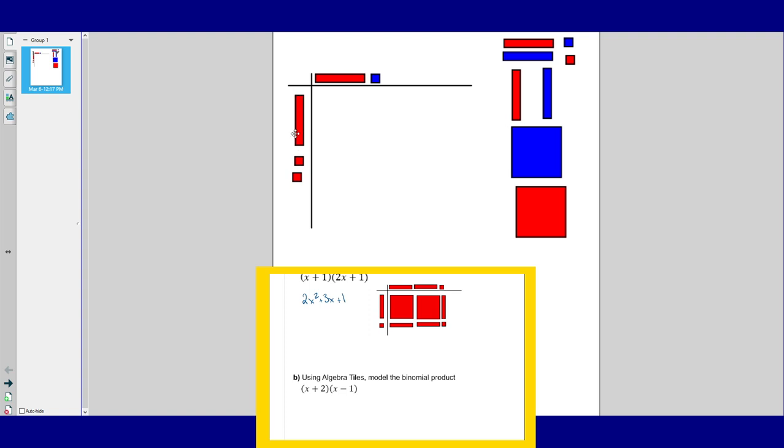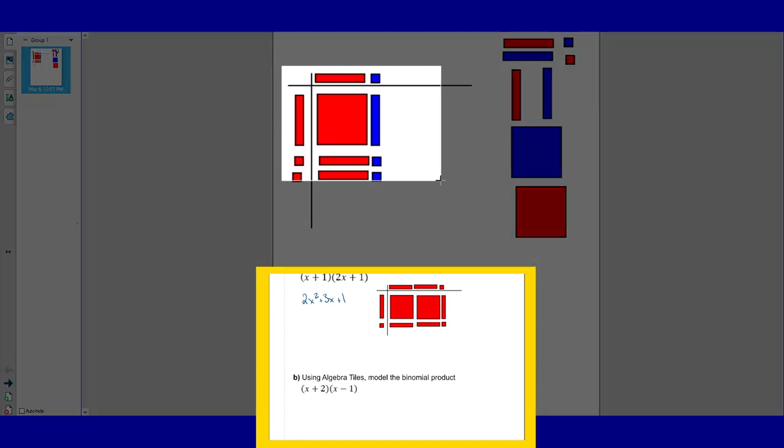A large red rectangle times a red rectangle should give me this shape. Now I have a red times a blue, or a positive times a negative. That's going to equal a negative. And the shape that goes there has to be a rectangle. We have 1 and 2. And then here, we're going to have a negative tiny square and another negative tiny square. So a little bit different because we have to take into account negatives now.